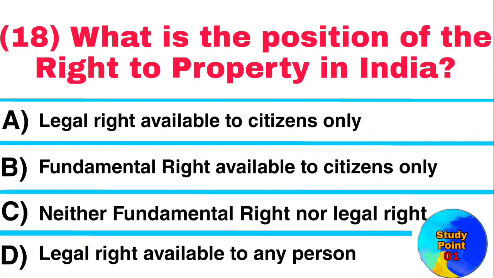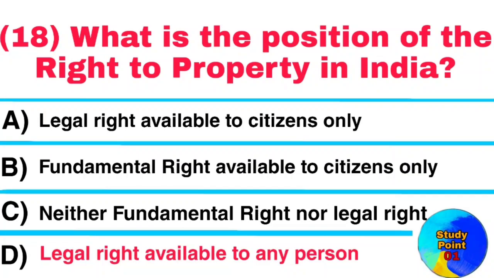Question. What is the position of the right to property in India? A. Legal right available to citizens only. B. Fundamental right available to citizens only. C. Neither fundamental right nor legal right. D. Legal right available to any person. Answer. Legal right available to any person.